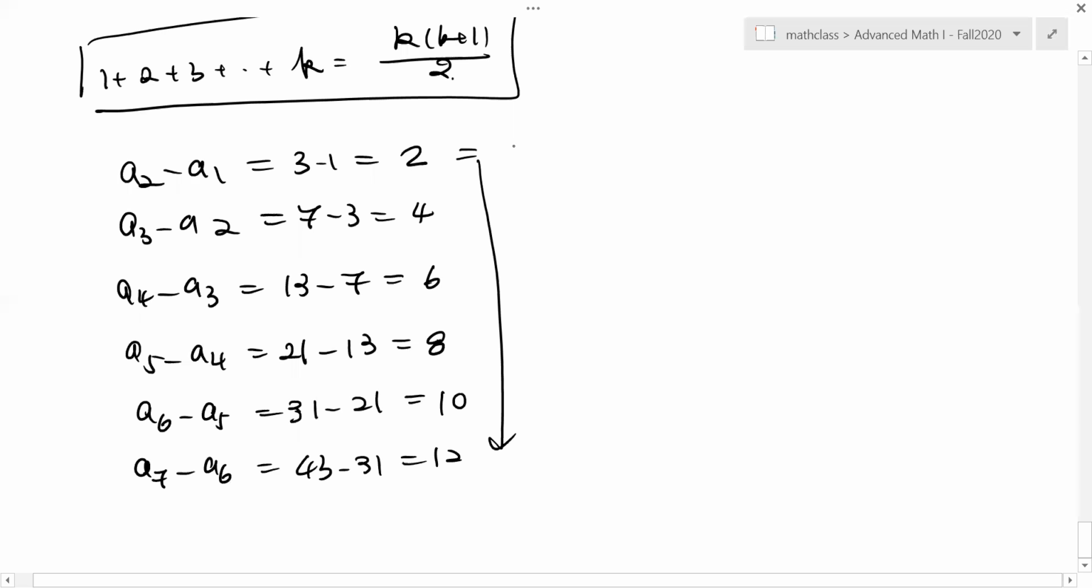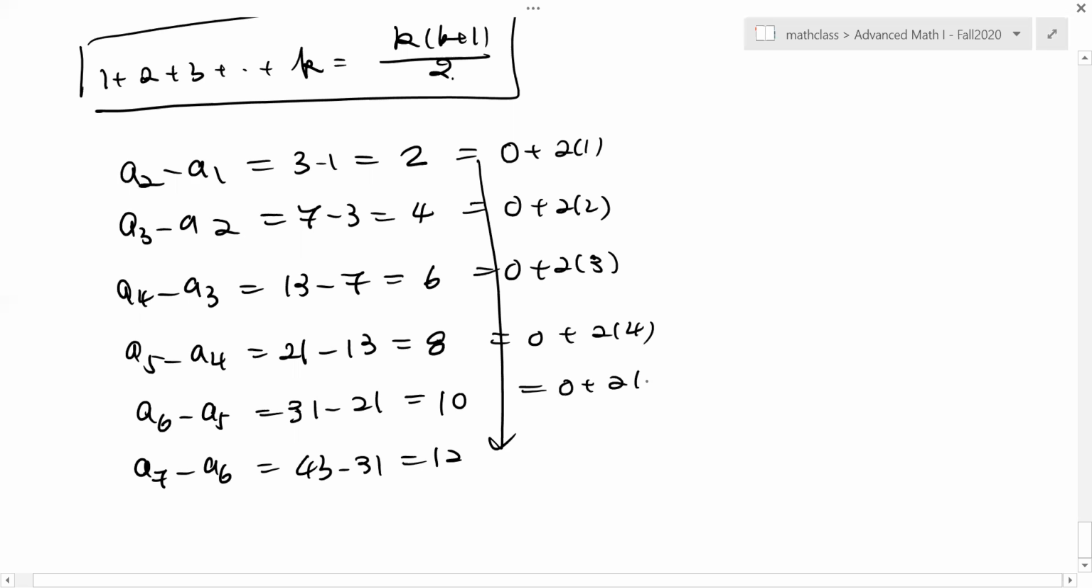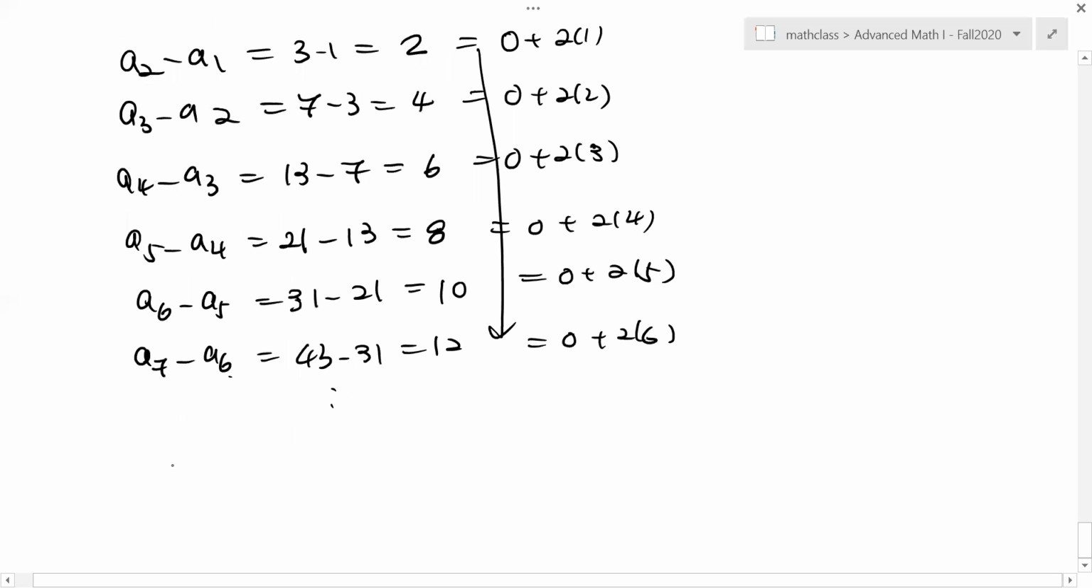So I can view it like 0 plus 2 times 1. Then here 0 plus 2 times 2. 0 plus 2 times 3. Okay, 0 plus 2 times 4. And here 0 plus 2 times 6. So this 6 and that 6 is the same. So a_n minus a_(n-1) is going to be 0 plus 2 times (n minus 1).